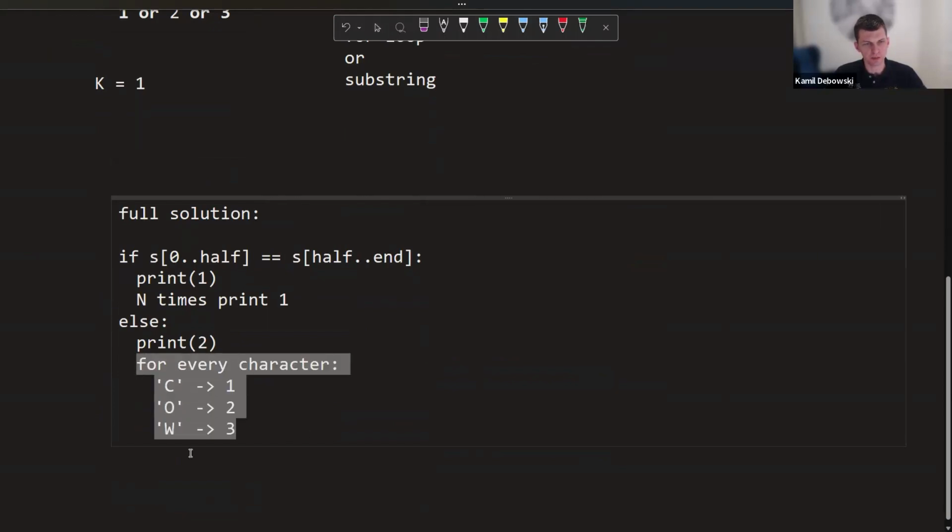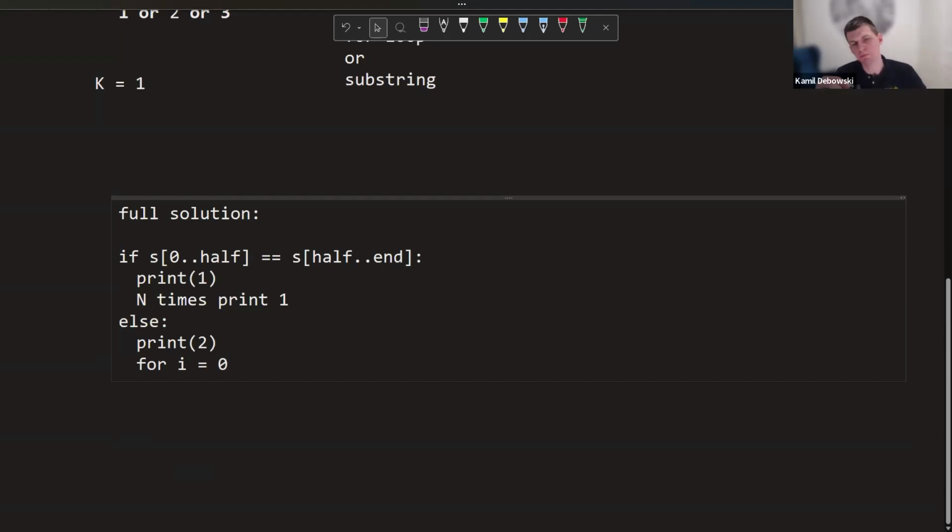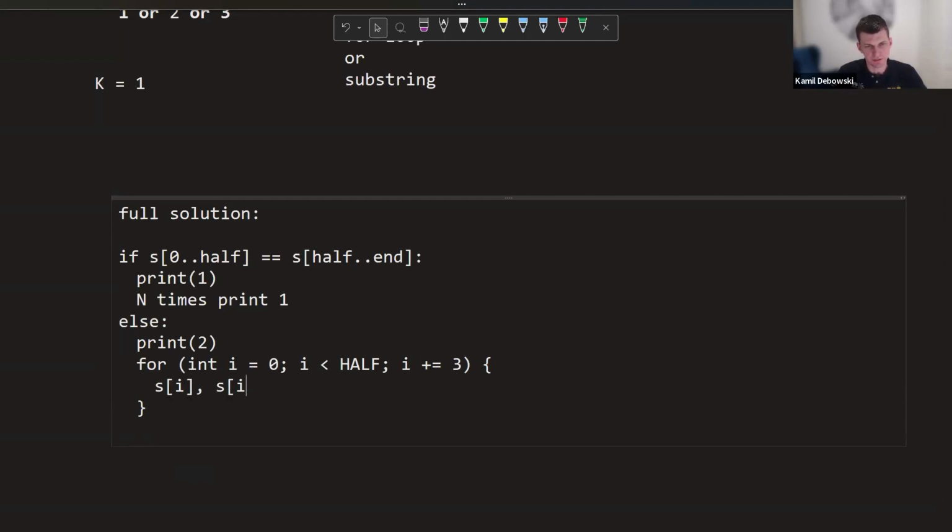And here you make a for loop. Let's say you iterate the first half of the characters for I equals 0, and then you keep jumping by +3. In C++, it would look like this, smaller than half, and I plus equal 3. So this way you iterate the first half using triples, you jump by 3. And here you compare S of I plus 1, S of I plus 2. So this is this triple here. And you also look at S of I plus half, I plus half plus 1, I plus half plus 2.